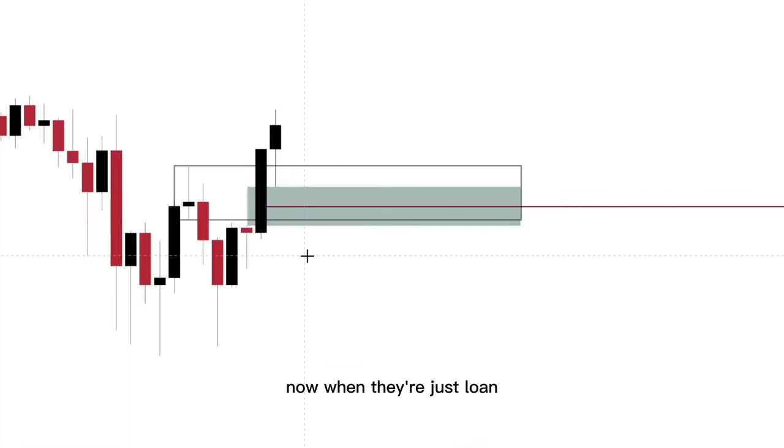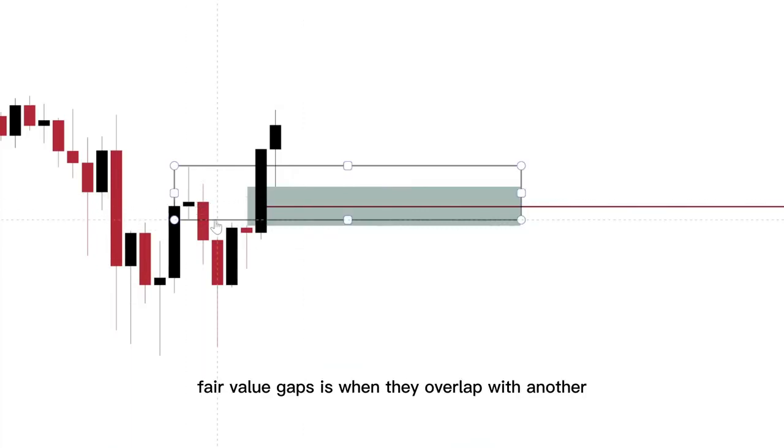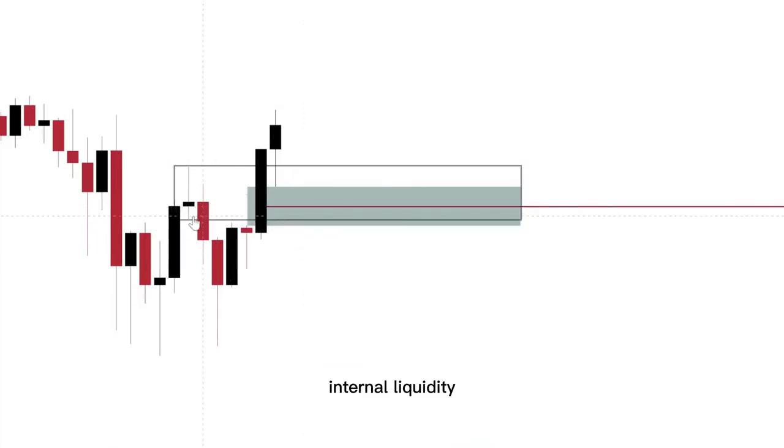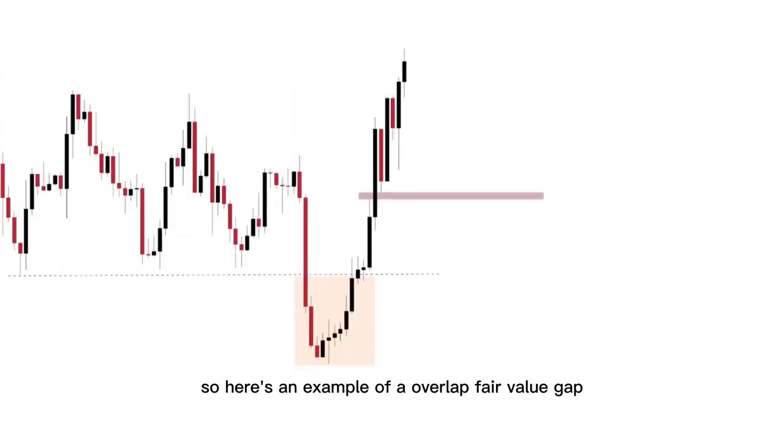Now, when they're not lone fair value gaps is when they overlap with another internal liquidity, which could be your breaker block, which could be your order block, etc. So here's an example of an overlapping fair value gap, and this is where you would anticipate a rejection.